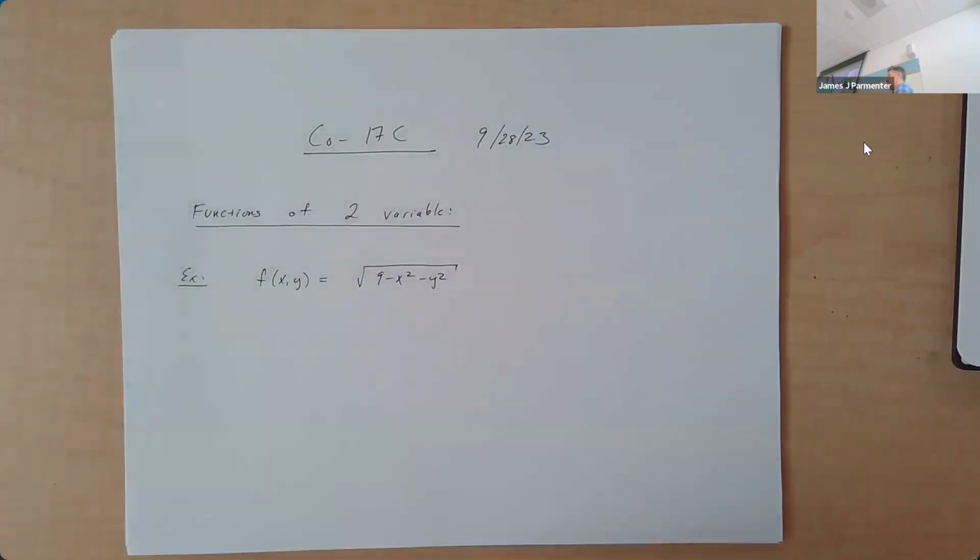By the way, when someone says level curve, what you should think of is a topographical map. A level curve is just a curve on the map where the whole curve happens to be at the same elevation. That's what a level curve is.